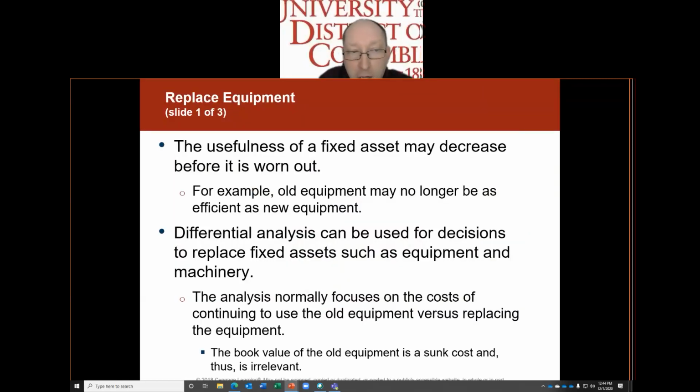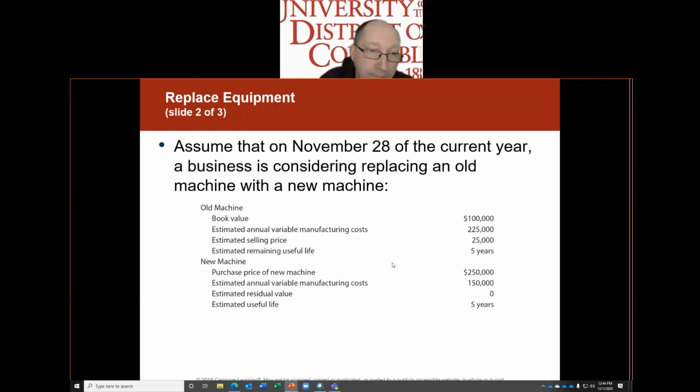What about replacing equipment? We can use differential analysis in the decision to replace equipment. Equipment over time becomes worn out, no longer usable, it just no longer works. Things happen, right? So let's make a decision to replace our equipment. So let's assume the following.